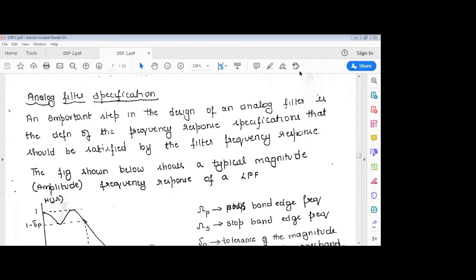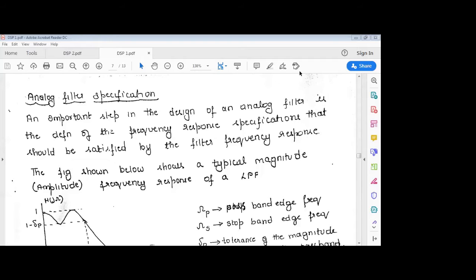So what is the difference between these two filters, the Butterworth filter and the Chebyshev filter? When it comes to a Butterworth filter, ripples will not be there. The passband and the stop band will be smooth in a Butterworth filter when compared to a Chebyshev filter. The Chebyshev filter will have ripples in the passband or else ripples in the stop band.